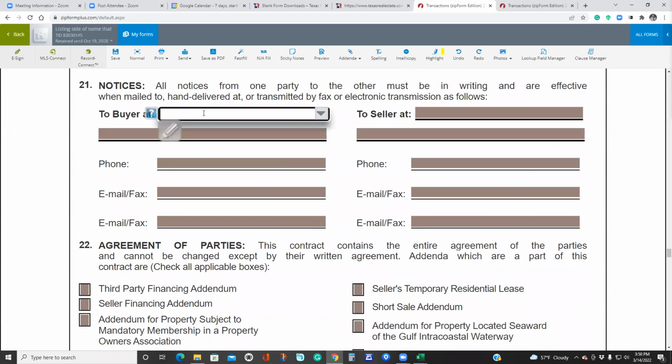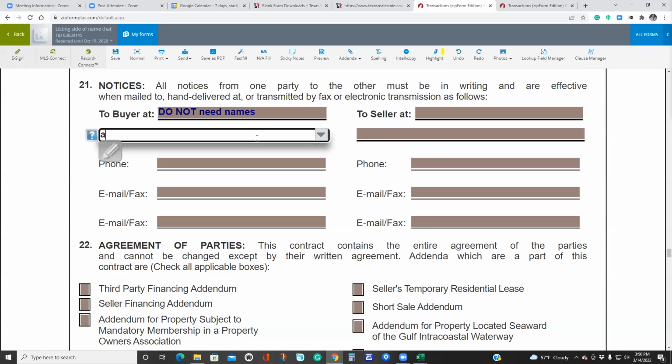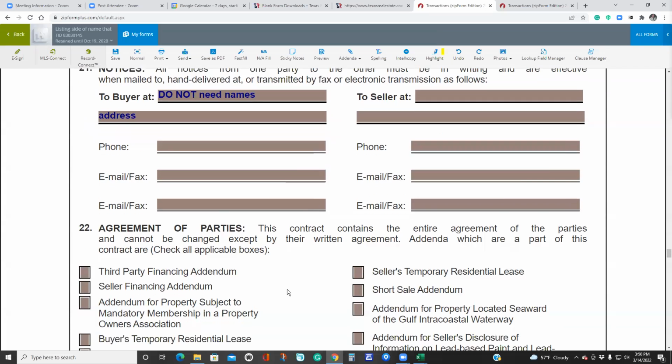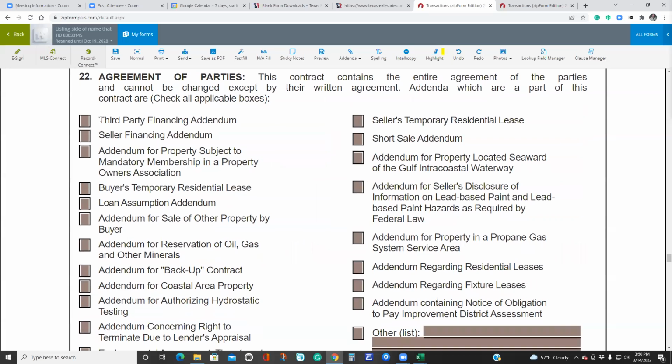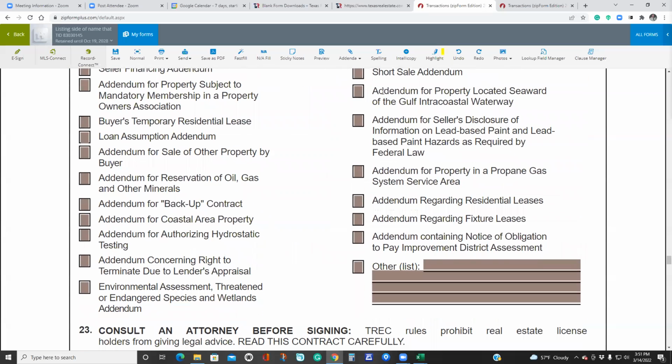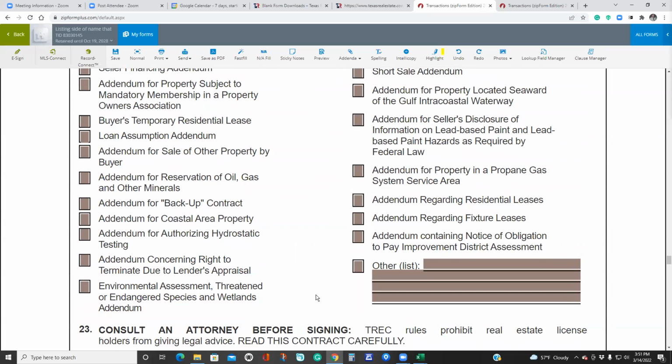Notices, we do not need names. They're in paragraph 1, where we had parties. We do need address, phone number, fax, email, that stuff, right? But we do not need their names. They're already there. And then make sure you mark the party, mark what applies back here. If it's third-party financing or whatever addenda there is, please mark that.